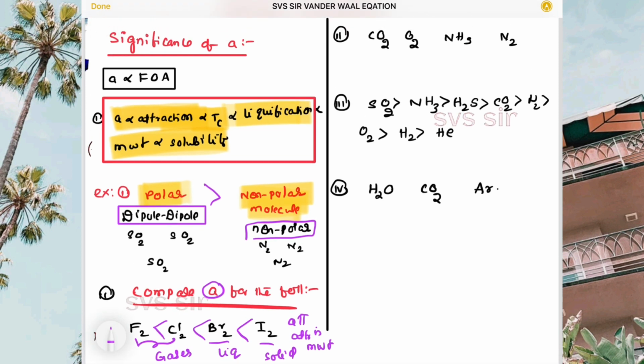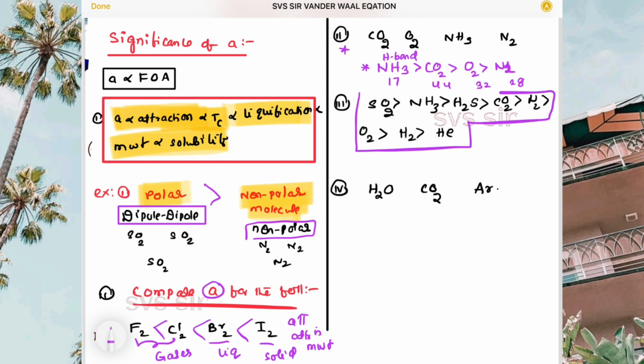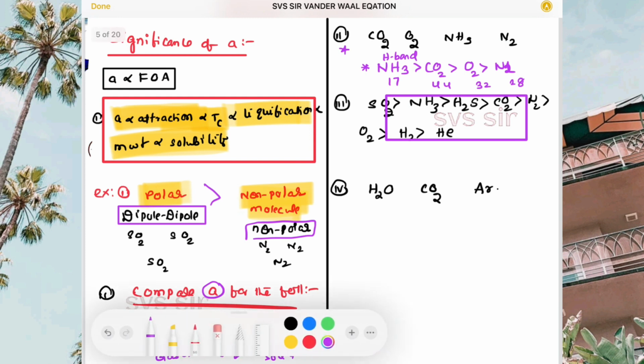Among carbon dioxide, oxygen, ammonia, and nitrogen, ammonia has more A compared with carbon dioxide, oxygen, and nitrogen. If you take molecular mass, this is 17, this is 44, this is 32, this is 28. But in the case of ammonia, dipole attractions are strong and hydrogen bond is there, so therefore A is more. Very important example. Whereas this you have to remember, sulfur dioxide has more A, next ammonia.